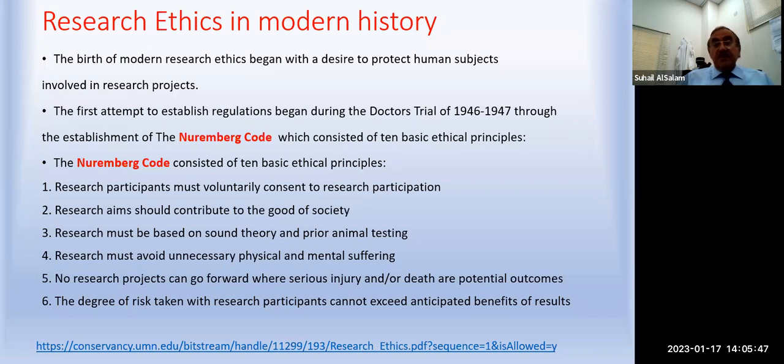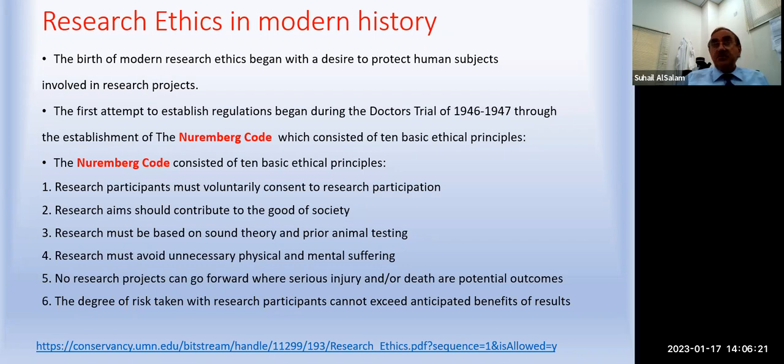There are 10 basic principles, which are important because they led to the establishment of many guidelines of research ethics. These are the Nuremberg Code. What are these 10 ethical principles? Number one is that the research participant must voluntarily consent to participate in the research.